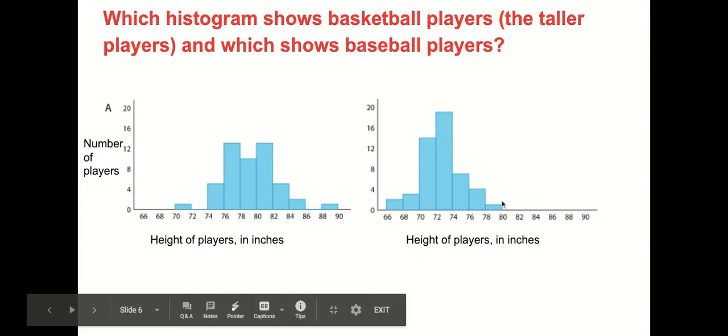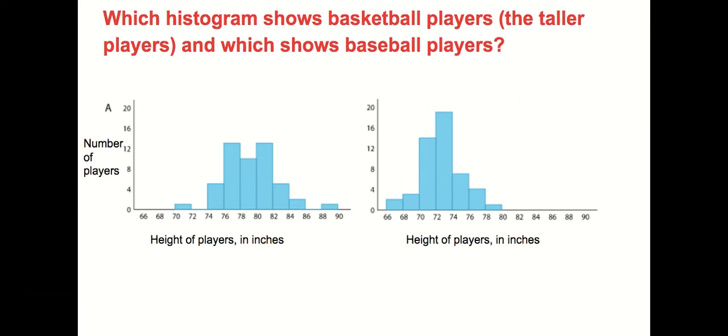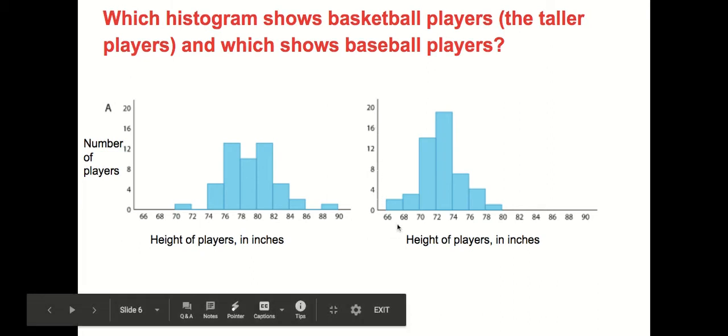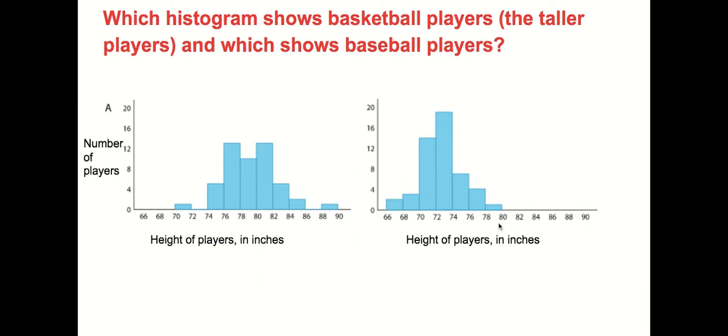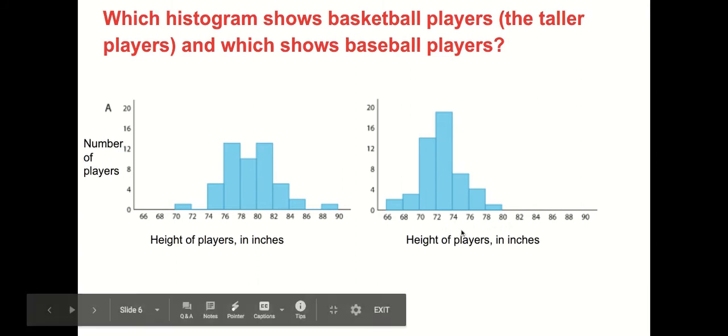So when you look at this first, your eye could be drawn to the taller bars here, and you could think, oh, this must be the one about the taller players. This must be the basketball players. But really, the height of the bars matches the y-axis, which is the number of players. The height of the players is on the x-axis. So let's look at the height of the players on the x-axis.